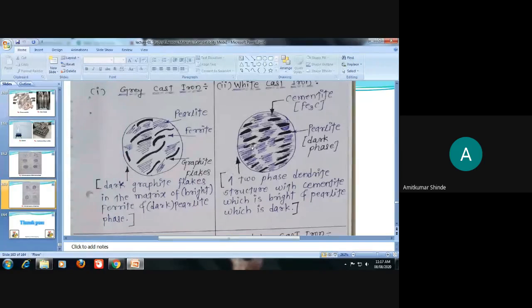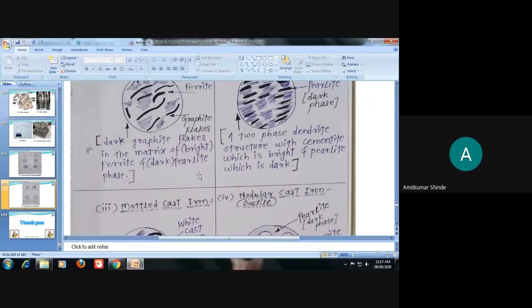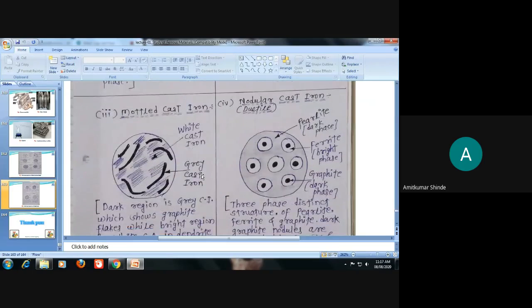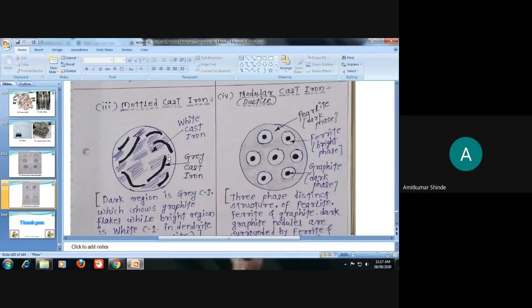Now the combination of these two, graphite and cementite, is what you can call mottled cast iron. This gray-colored graphite is gray cast iron, and the remaining white cementite is termed white cast iron. White cast iron is nothing but the cementite phase, and gray cast iron is nothing but carbon in the form of graphite phase. This is the mottled cast iron.